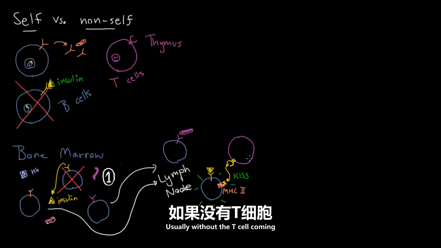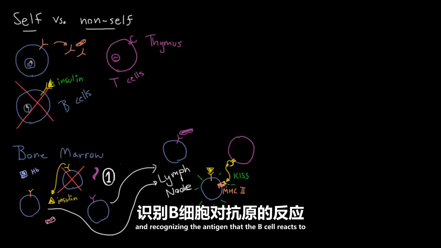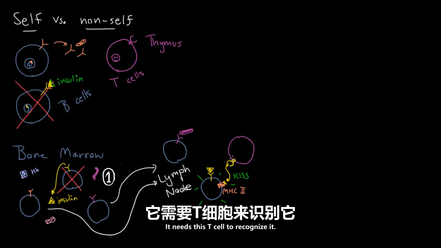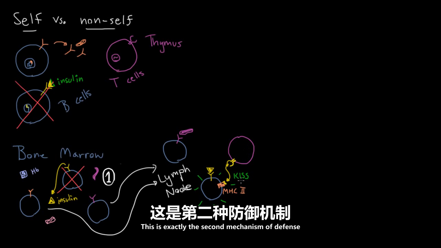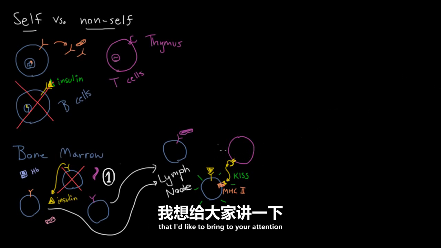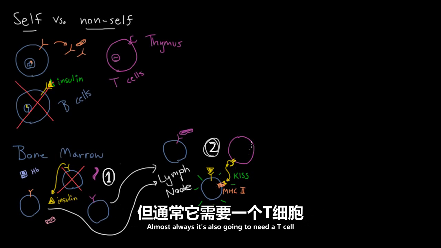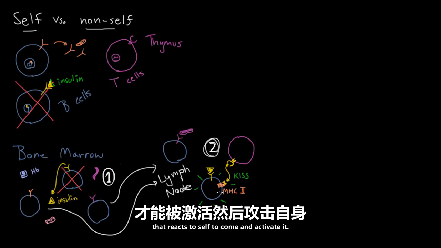So usually without the T cell coming and recognizing the antigen that the B cell reacts to, the B cell cannot activate. It needs this T cell to recognize it. And so this is exactly the second mechanism of defense that I'd like to bring to your attention, which is that even if a B cell escapes that reacts to self, almost always it's also going to need a T cell that reacts to self to come and activate it.